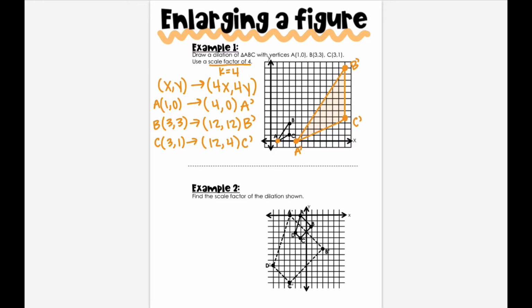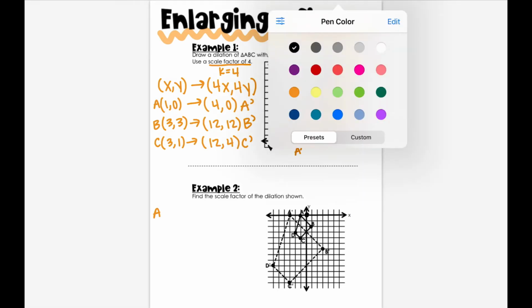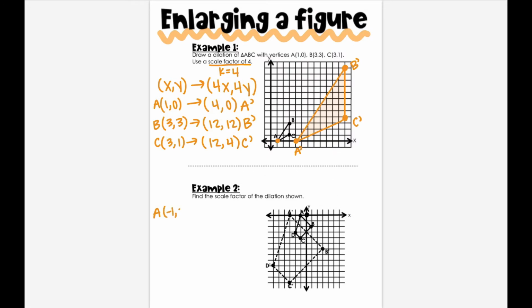All right, example 2 is kind of going in the opposite direction. We have our two figures, our pre-image and the image, and we want to know what is the scale factor. So we're kind of working backwards. All right, let's start by listing some of these points. The original point A, notice where the origin is. Here's our origin. So A is at the point (-1, 0). And A prime is at the point (-3, 0).